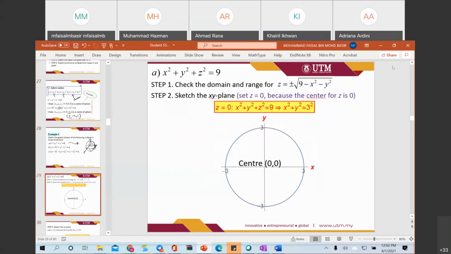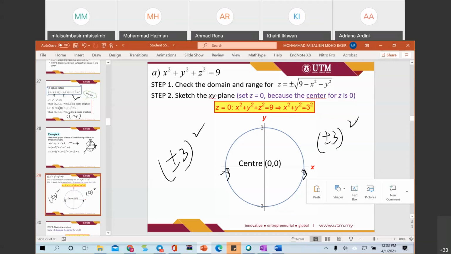So for here, step 1, check the domain and the range. Okay, if you see here, the radius is ±3. It is same like a circle. So if you set z 0, the xy plane, you will get a circle, right? When z is 0, you have x squared plus y squared equals 3 squared. So this 3 squared, I can write like this. So your radius is -3 and +3.